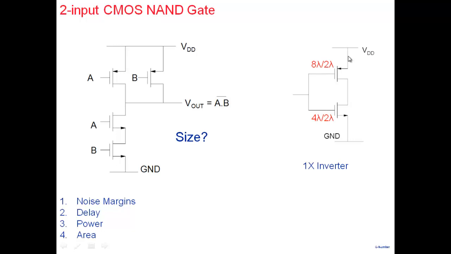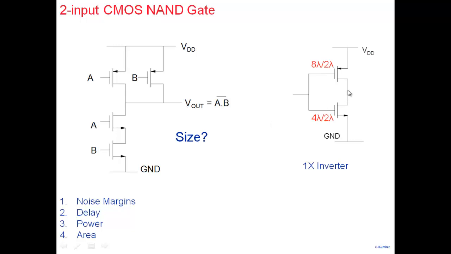Remember, we took this inverter and we took the load of this inverter as another inverter of the same size. So assume that the load of the NAND gate is also an inverter of this kind. The ability of this inverter to drive the load, another inverter of the same kind, should be similar. My NAND gate should have similar ability to drive a similar load.